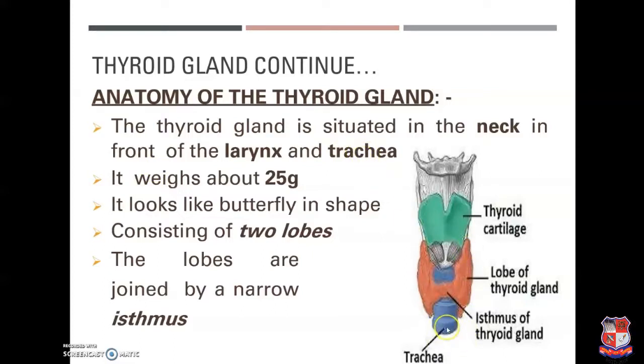This is the trachea and it is situated in the front region. It weighs about 25 grams and its shape looks like a butterfly. It basically consists of 2 lobes. The lobes are joined by a narrow isthmus process. On its back, there are 2 bead-like structures on each side that are nothing but the parathyroid glands.